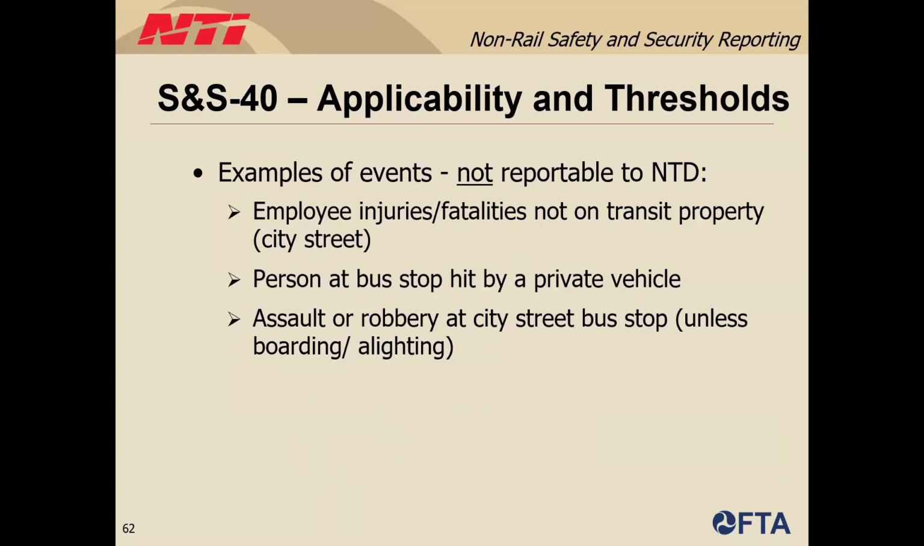Now we have some examples of events that are not reportable. An employee injured on a city street or other property that is not transit-owned property. A person is waiting at a bus stop and is hit by a car is not reportable since the person was not on transit-controlled property. An assault or robbery that occurs if the person is boarding, alighting at the time.